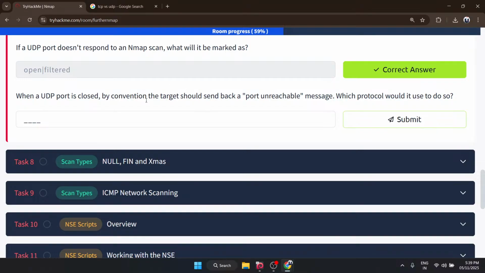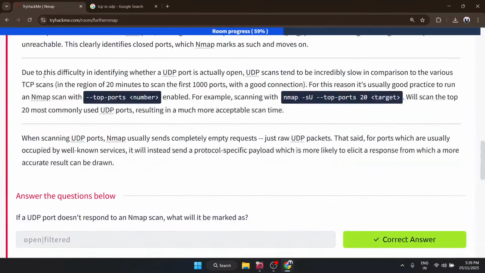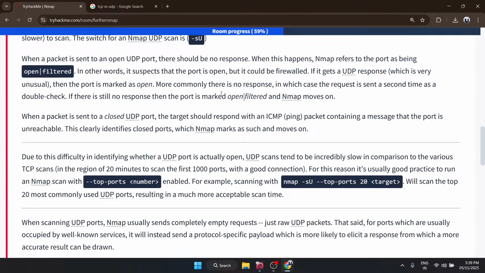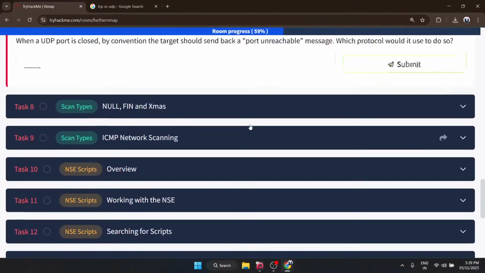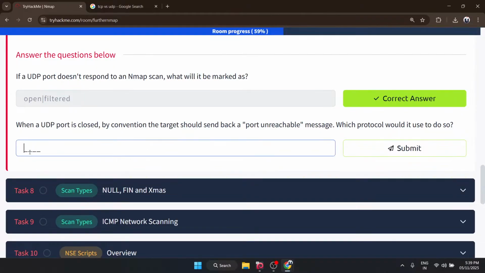I could not put a hyphen because in the answer it has to be this bar. Here you can see, no? I had to put this bar instead of a hyphen or comma. Tell me which protocol is used for sending port unreachable.